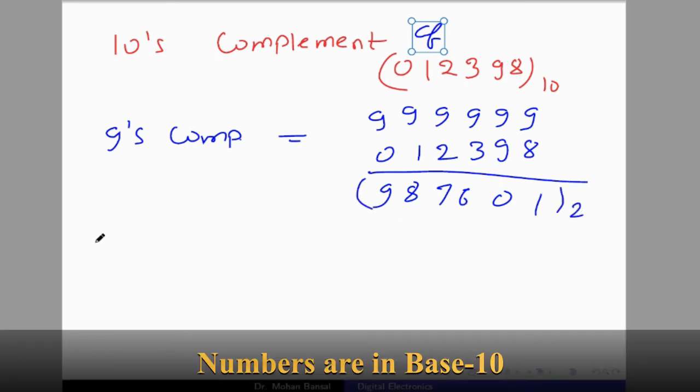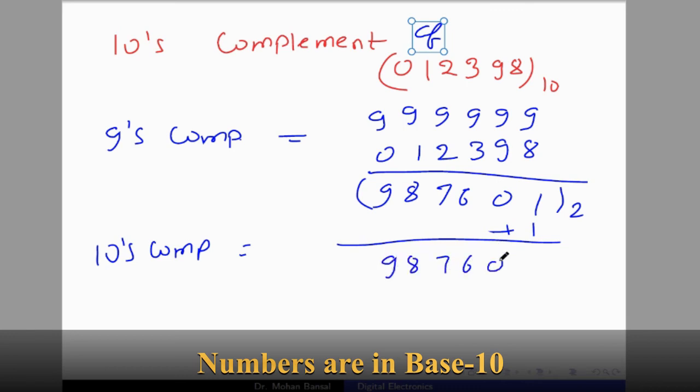Now for taking the 10's complement, we'll add 1 to this number and we'll get the 10's complement. So 987602 is our 10's complement. Okay, this is the 9's complement, this is the 10's complement.